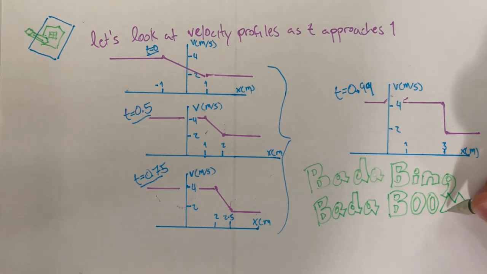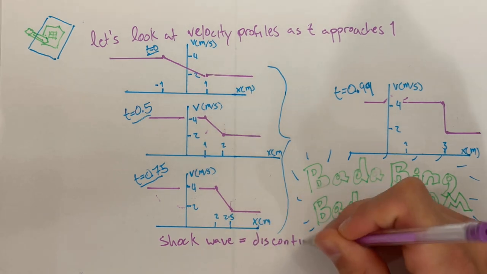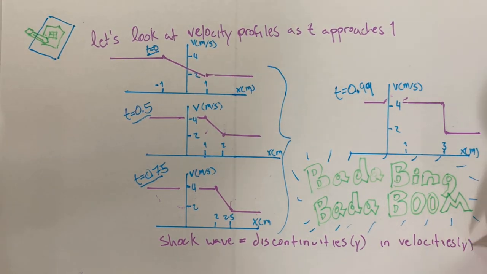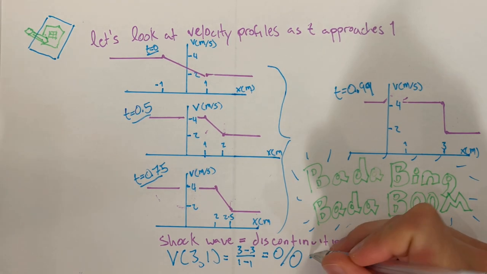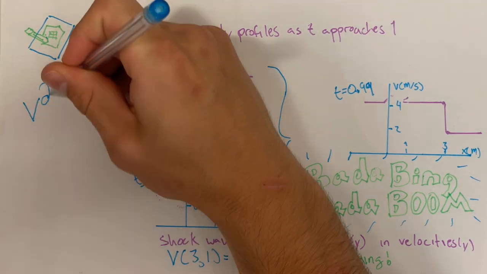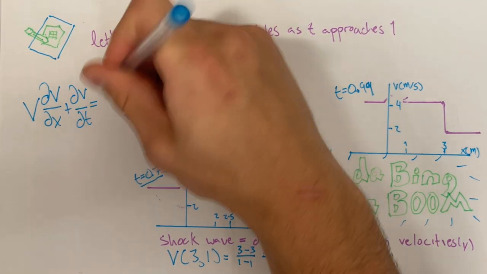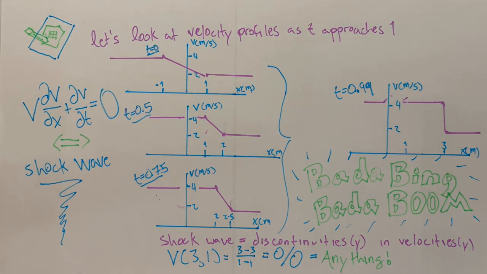If we plug these values into our intermediate domain function, v of x,t equals (3 minus x) divided by (1 minus t), we get (3 minus 3) divided by (1 minus 1) equals 0 divided by 0, which is indeterminate. This explains what really happens at t equals 1. We don't know exactly the velocity because 0 divided by 0 can be anything. Again, ignoring the raging math majors watching. And here it is, a smooth-looking, simple equation spits out a discontinuity just like that.